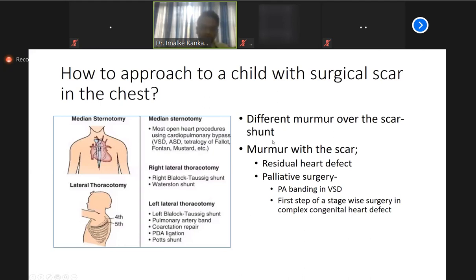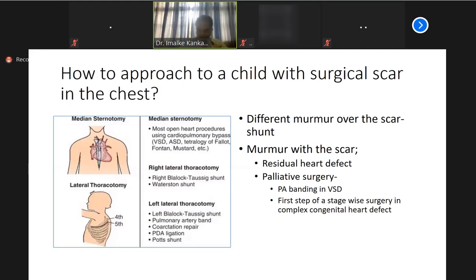Now, if it is due to a shunt procedure, like in tetralogy of Fallot, if you see a scar on the back of the scapula, that is, unless proven otherwise, a BT shunt scar. So a different murmur over the scar means there's a shunt. And if you can hear only one murmur, but there's a surgical scar, it could be due to two reasons. Highly likely the child would have undergone a curative procedure, but a residual VSD or some residual cardiac lesion is left.